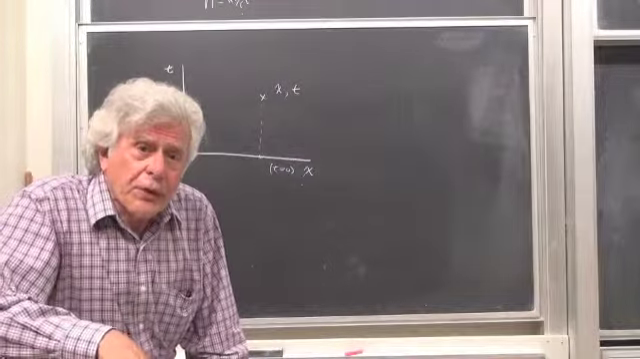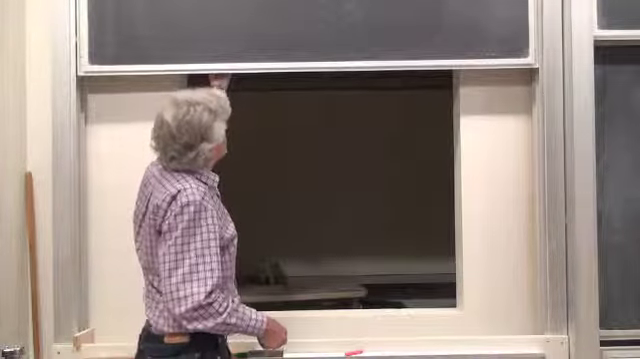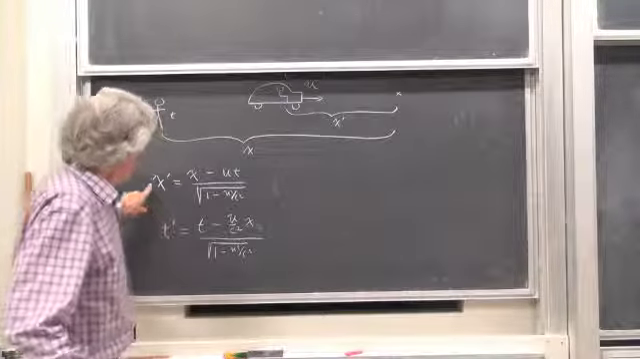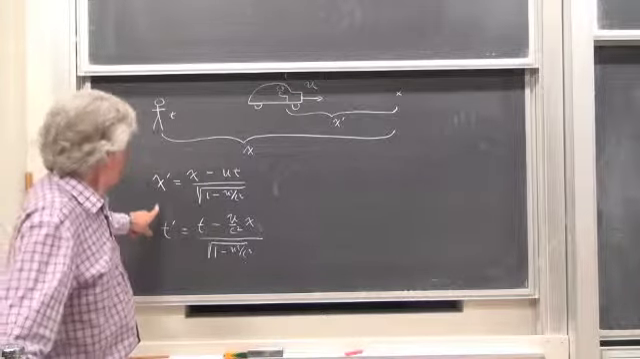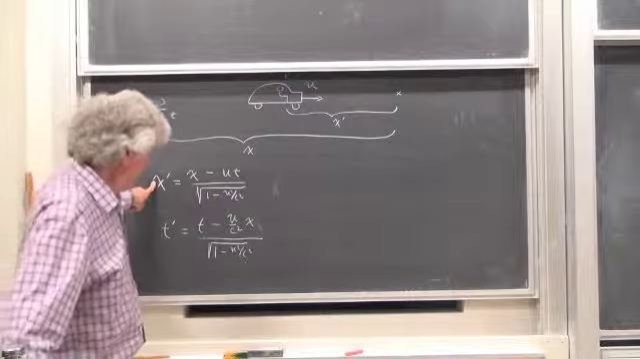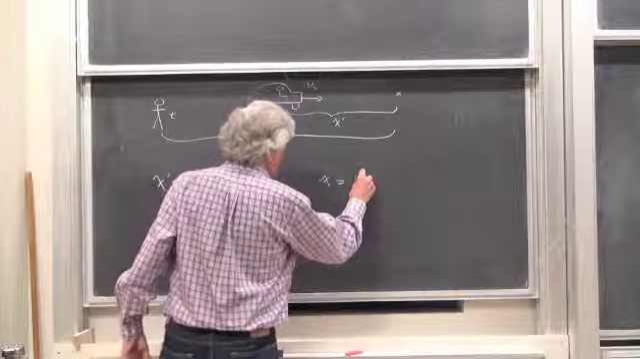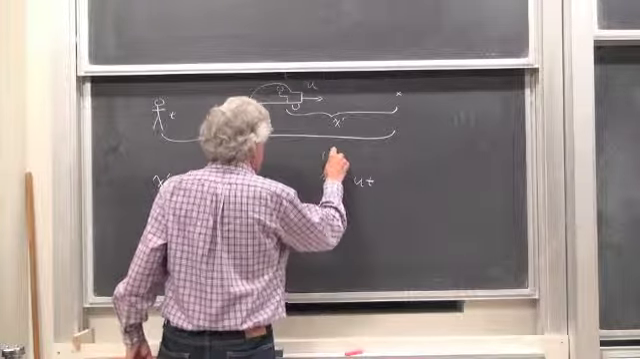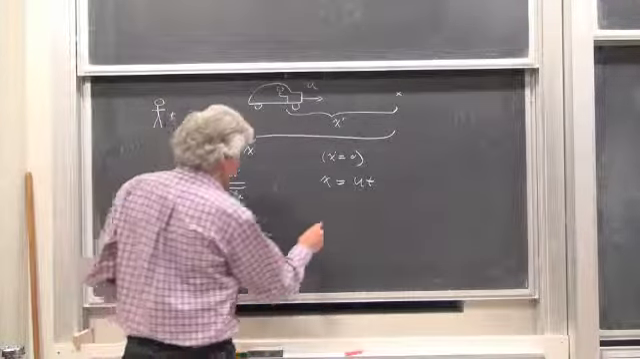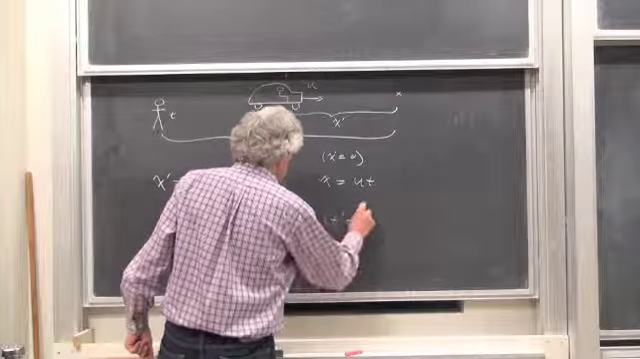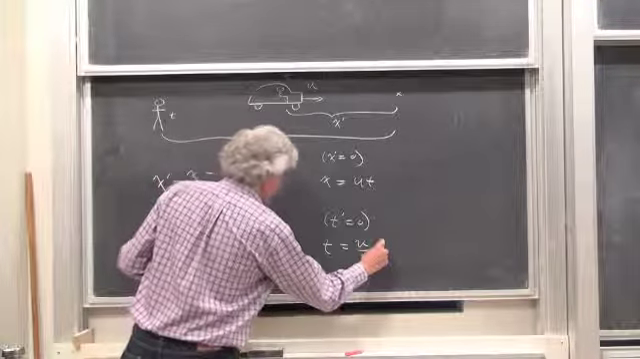We can do the same for the moving observer. If we go back, we see that the t prime axis must be the axis for which x prime is in fact 0. In other words, x is equal to ut. This is x prime equals 0. Similarly, the x prime axis would be given by t prime equals 0. That would mean t is equal to u over c squared times x.